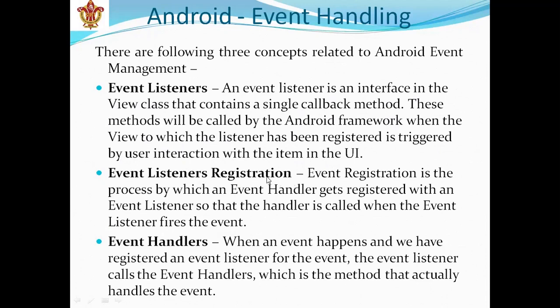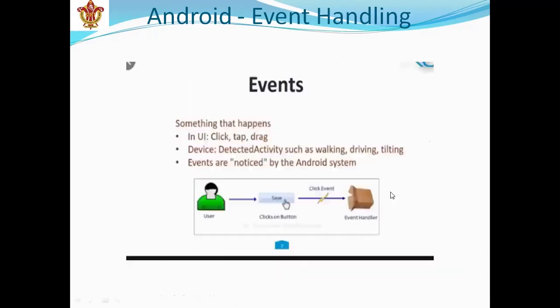Next is the event listener registration. Event registration is the process by which an event handler gets registered with an event listener so that the handler is called when the event listener fires the event. By the definition, we can understand it properly. Event handlers: when an event happens and we have registered an event listener for the event, then the event listener calls the event handler, which is the method that actually handles the event. That is called the event handler. So these are the 3 concepts of event handling: event listeners, event listener registration, then event handlers.